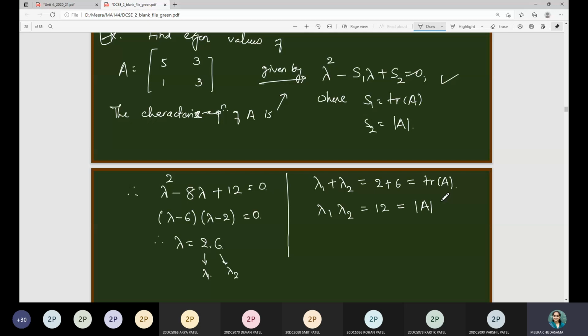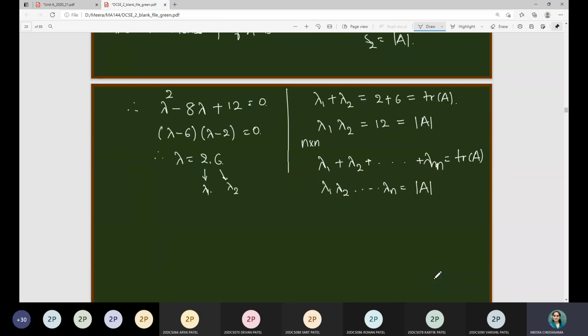Means this is one specimen. Actually this is a proved theorem: suppose you are given an n cross n matrix, then the sum of all eigenvalues of A is the same as the trace of A, and the product of all those eigenvalues is the same as the determinant of the given square matrix. Right? Another thing is, suppose I ask you to find the eigenvalues of A transpose, where the eigenvalues of A are known to you.